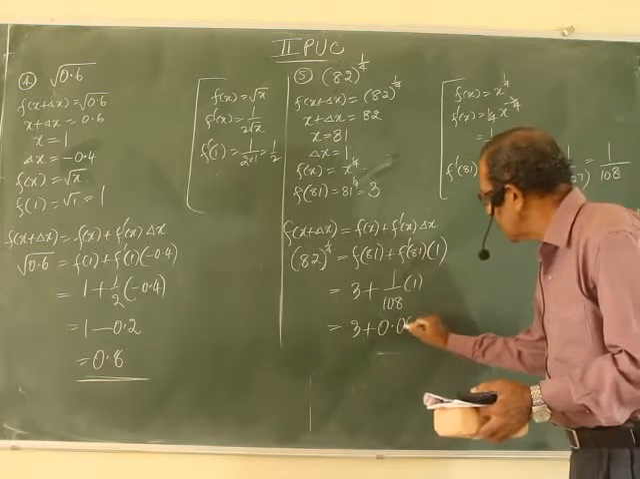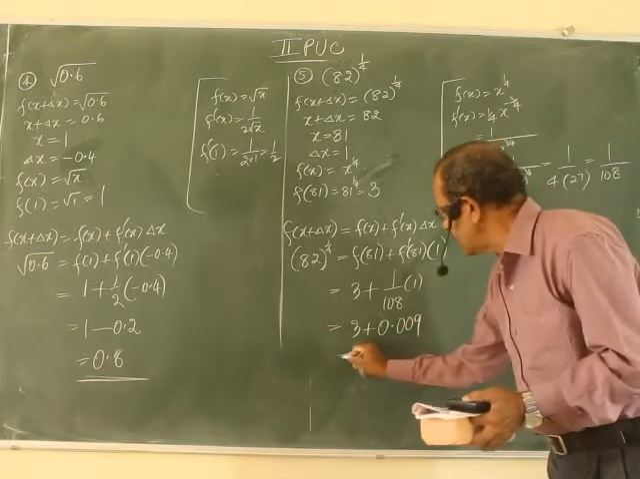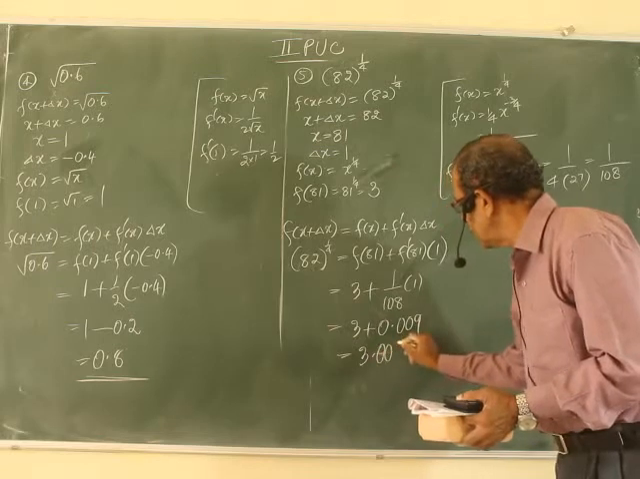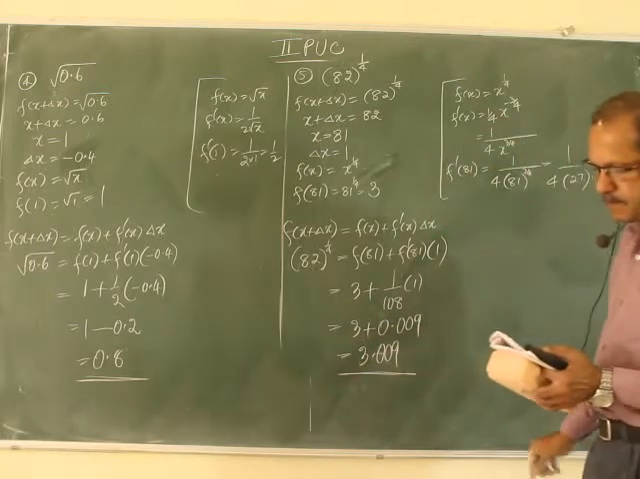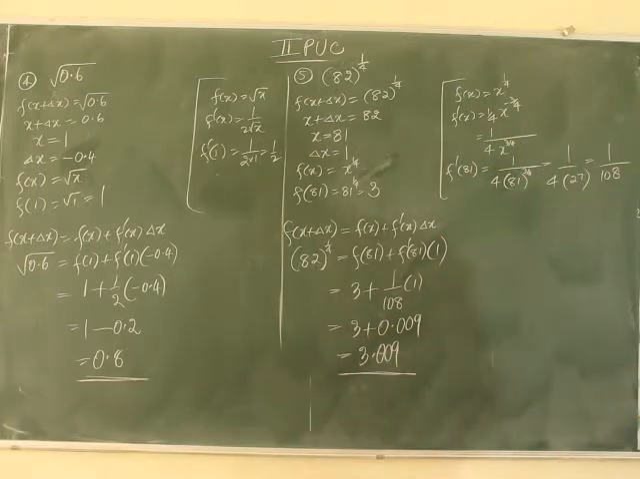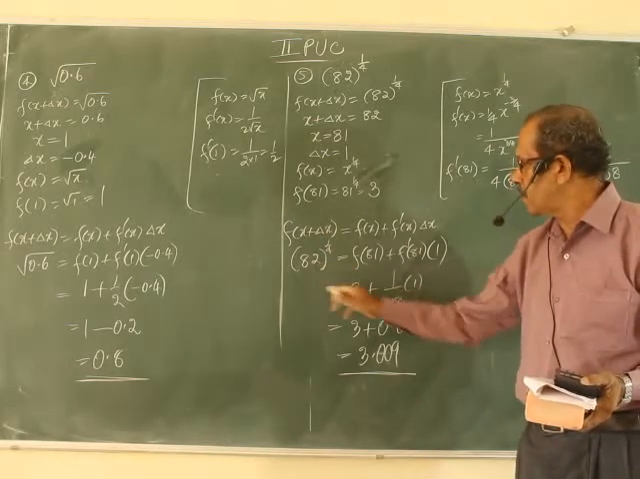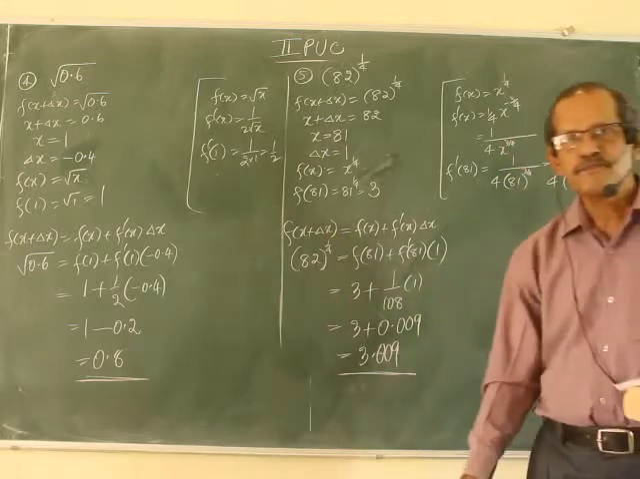0.009. Yes, answer is 3.009. Answer is 3.009. 82 to the power 1 by 4 is this one.